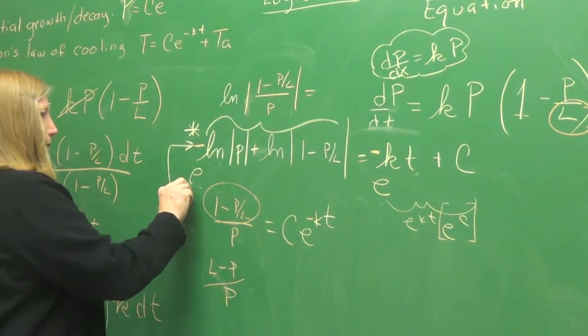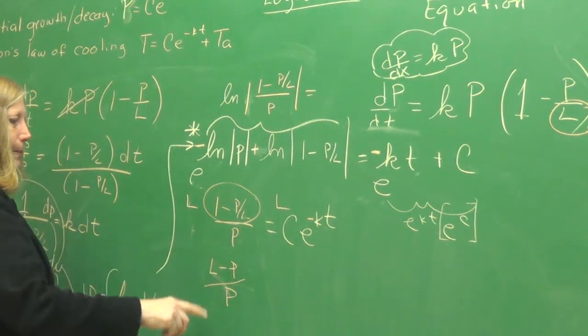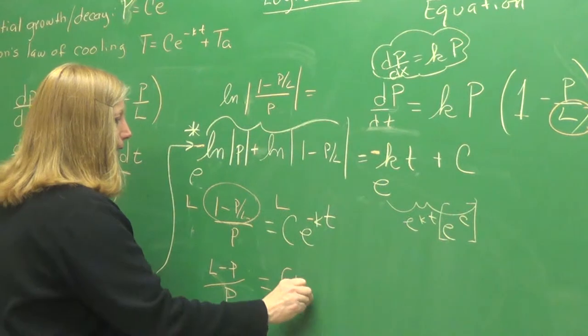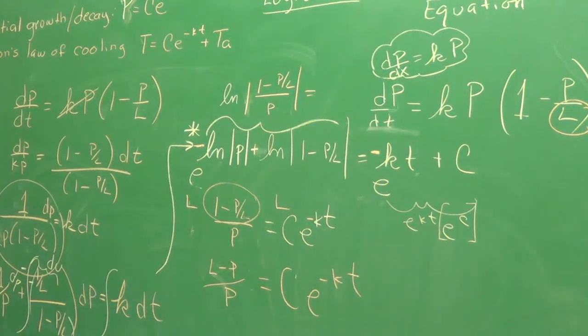All right, so let's do that. Multiply this by L and that by L, and we get (L minus P) over P, and C e to the minus KT. That was it. Thank you. Very good. Muy bien, Gianni. Muy bien.